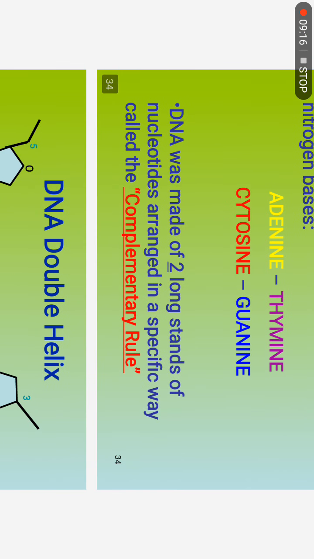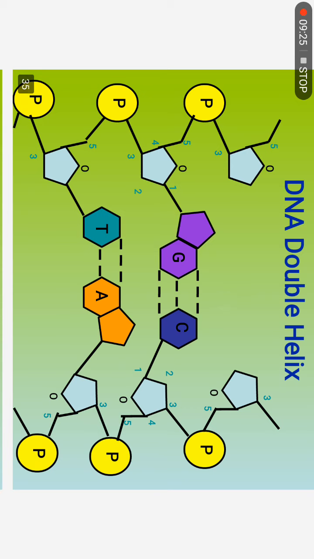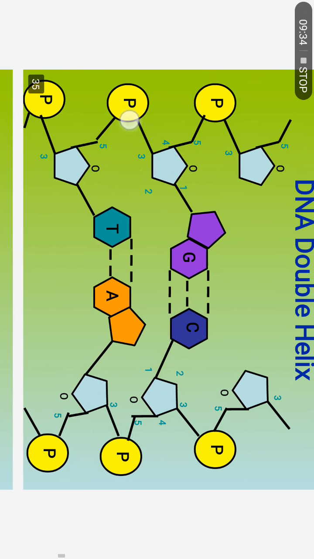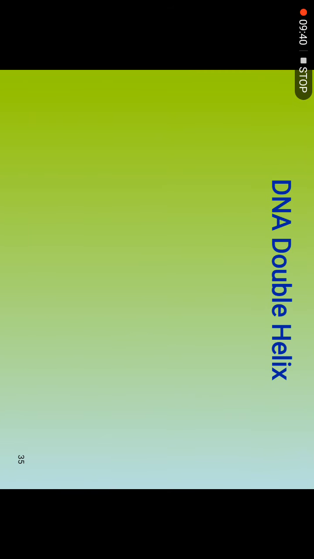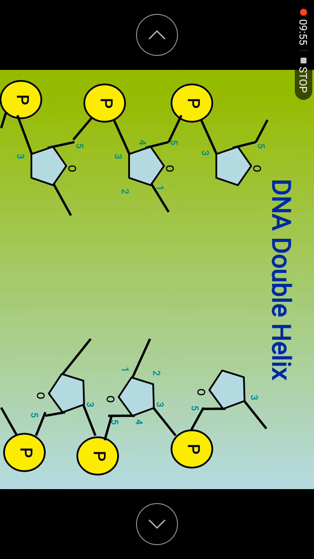DNA is made of two long strands of nucleotides. So this is another difference between DNA and RNA. Every time you have DNA, it is a double helix. They have two strands, one on this side and another on this side. So we call it double helix.